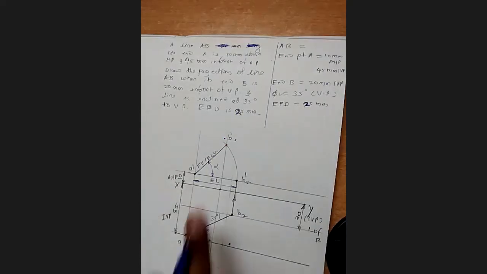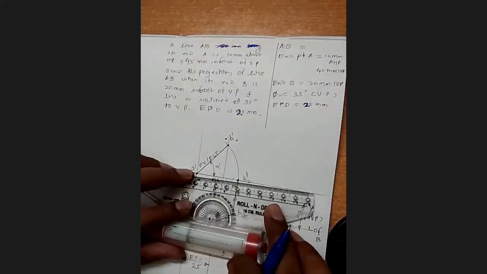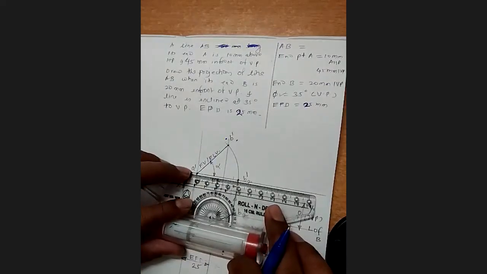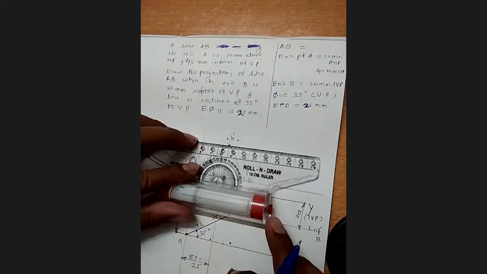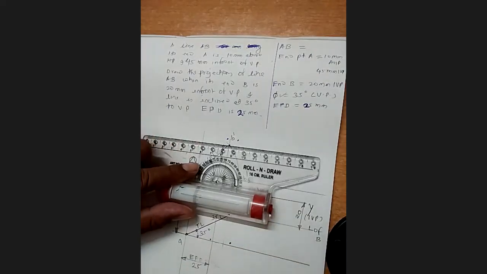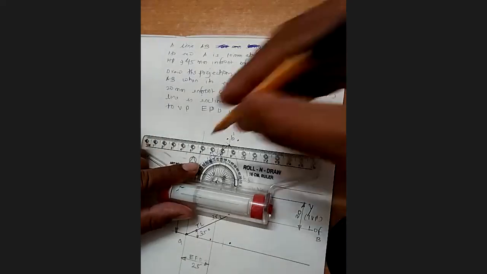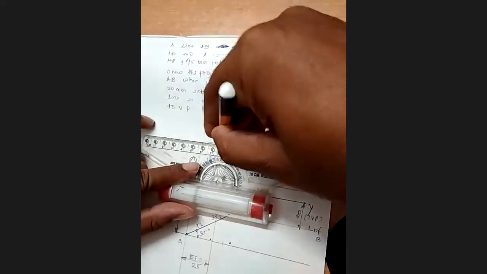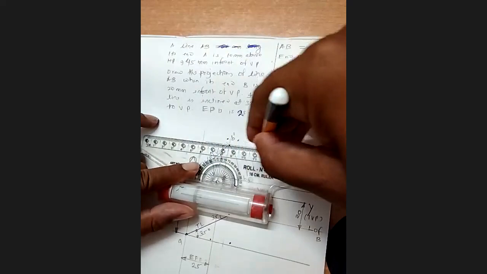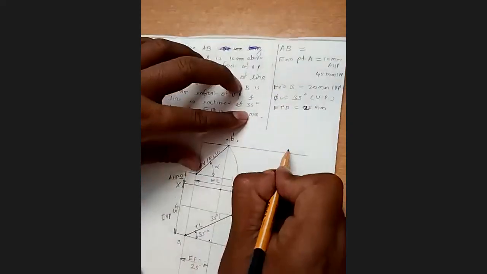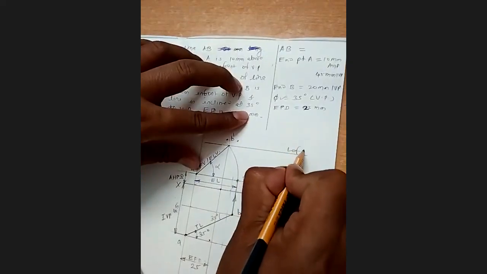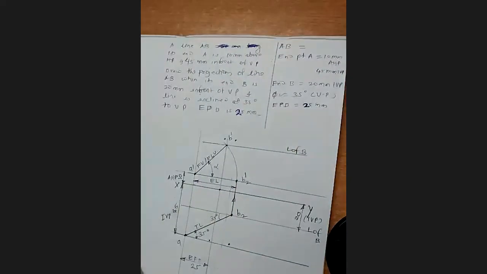Then as you got this B dash, get the locus of B passing through this B dash. Okay. This is going to be the locus of B.